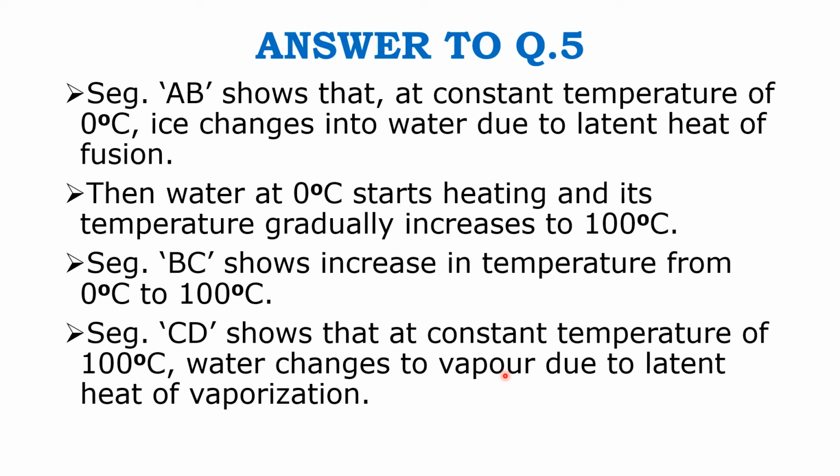Again the same concept: once the water reaches 100 degrees Celsius, the water temperature will not go above 100 degrees Celsius. It will remain at 100 only till the whole liquid water converts into gaseous state or becomes water vapor or steam. So till the entire water becomes steam, the temperature will remain constant at 100 degrees Celsius. That's why it says segment CD shows that at a constant temperature of 100 degrees Celsius, water changes to vapor, called water vapor or steam, due to latent heat of vaporization. We learned that.